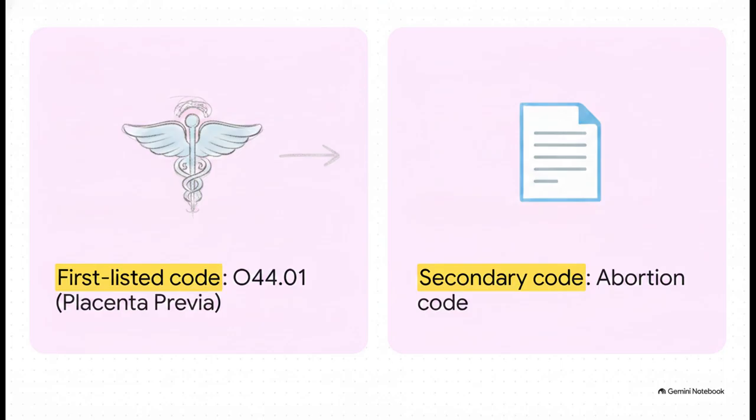In this specific scenario, the code for the underlying condition, the placenta previa, or O44.01, has to be sequenced first. The abortion code gets bumped down to the secondary position. Since it wasn't an elective encounter initiated by the patient, Z33.2 gets totally tossed out of that first listed spot. The medical necessity takes the wheel.